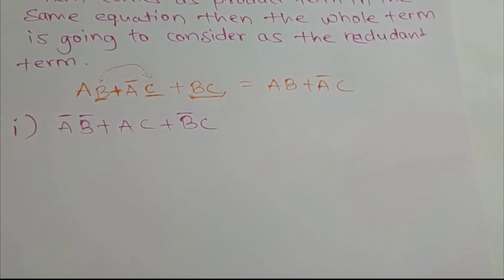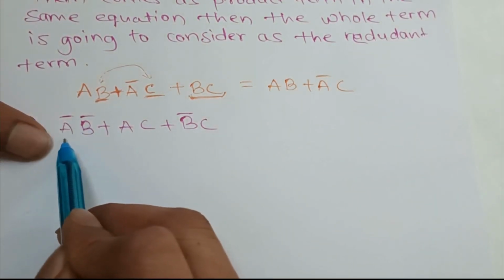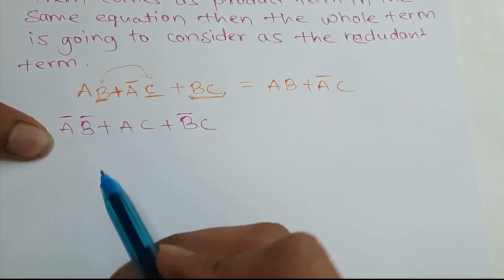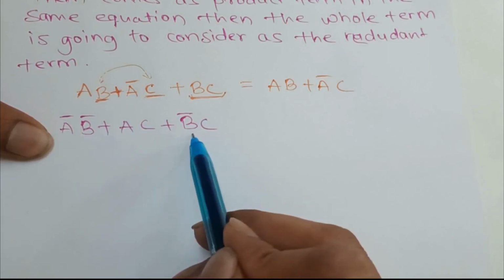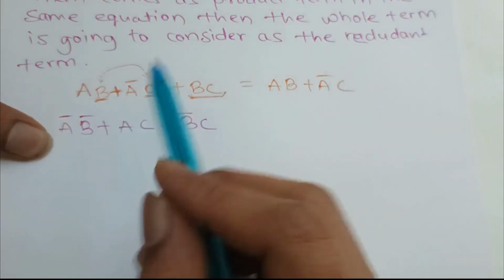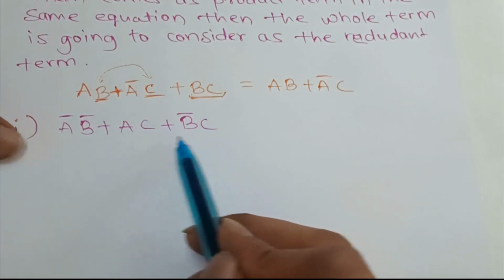So first we need to check whether a variable comes in complemented as well as non-complemented form or not. So which variable has come in complemented and non-complemented form? See over here, A bar is there in complemented form and A is in non-complemented form, meaning A has come in both forms. We'll check for B. B bar is there, B is not there in the entire equation, so it is not applicable for B. We'll check C. C is in one form, that is non-complemented form.